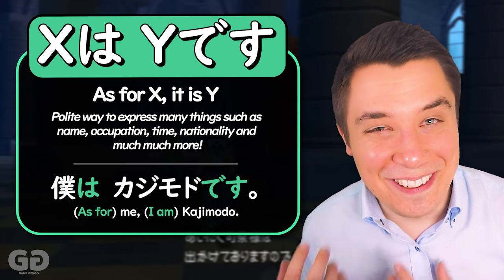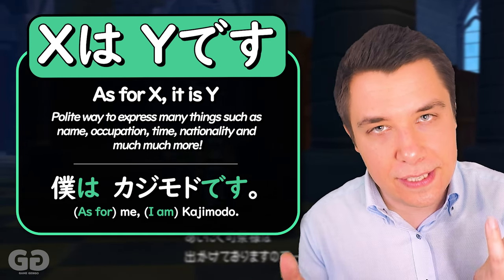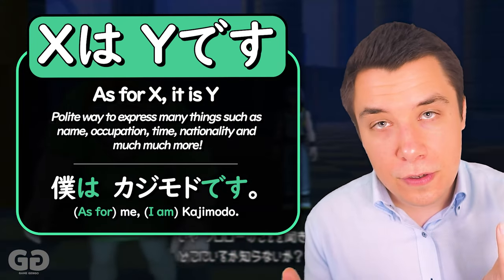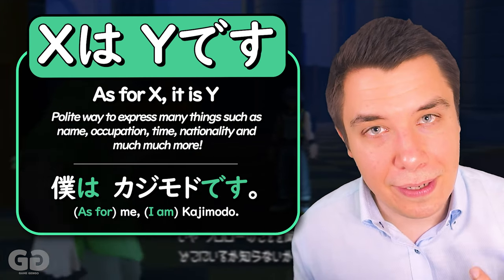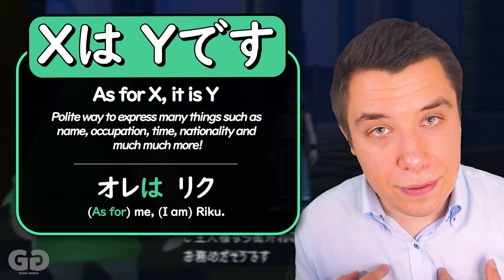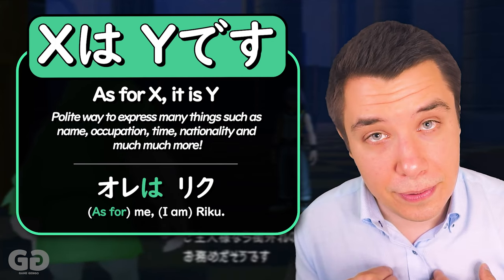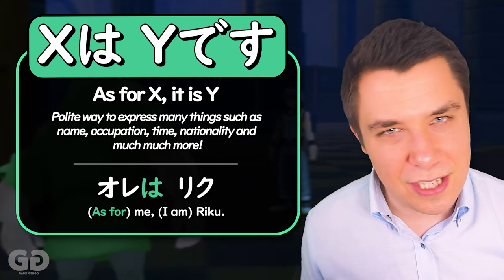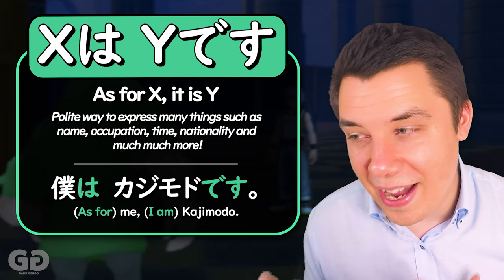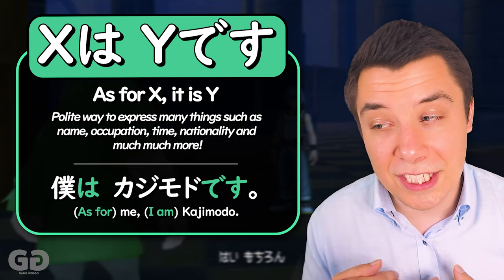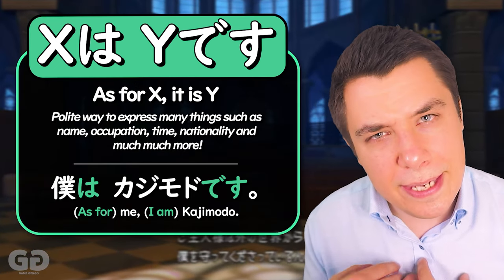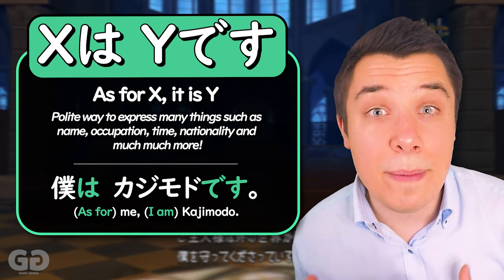俺はリク。僕はカジモドです。And like we can see here in Kingdom Hearts, we can actually see this example that I was saying before, where you don't have to say desu if you don't want to be polite. For example, here, Riku, he just says, 俺はリク. So 俺 is very masculine, and he says, I'm Riku. But here, Kajimoto actually says, 僕はカジモドです. As for me, in a little bit more of a boyish way, I am Kajimoto.